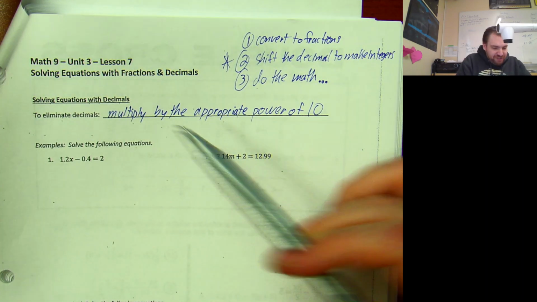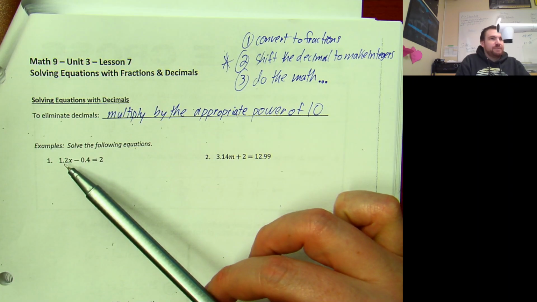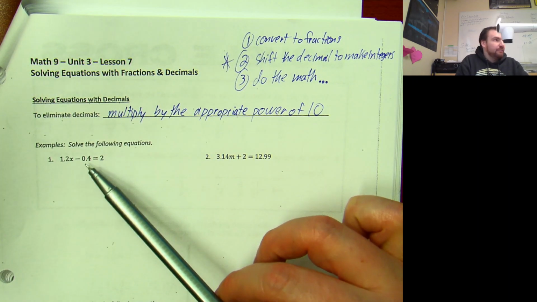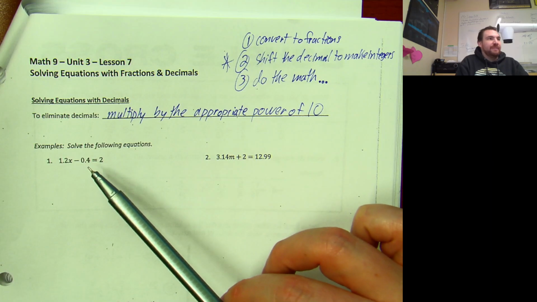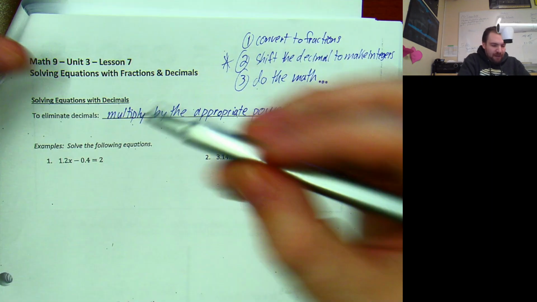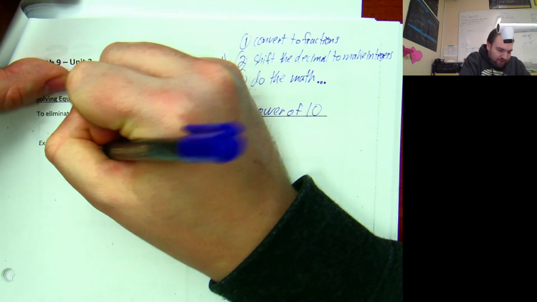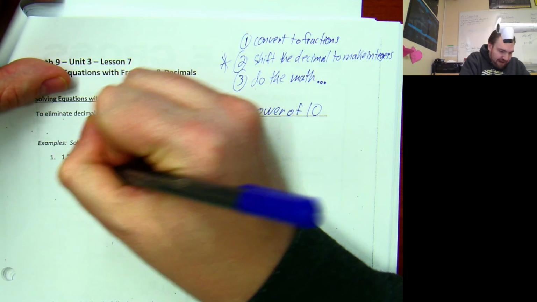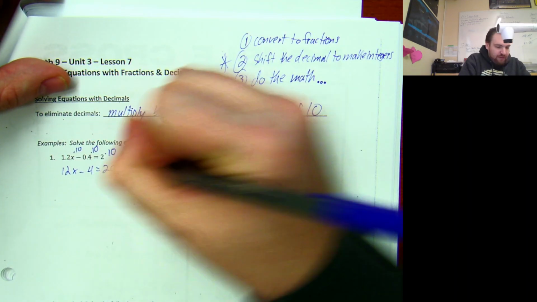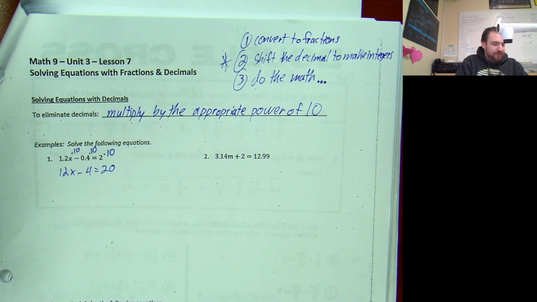So in the first question, Carolyn wanted to move the decimal once here and here. So to move the decimal once, what power of 10 are you going to multiply by? Let's multiply by 10. And whatever I do to one term, I have to do to all the terms. So it's going to be 12x minus 4 equals 20. And that becomes a relatively easy question you can do, no problem.